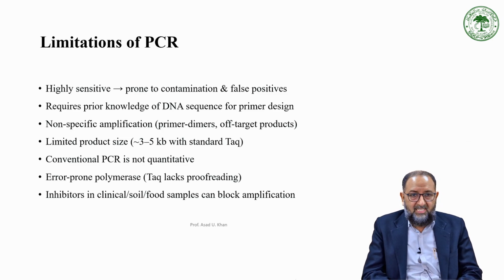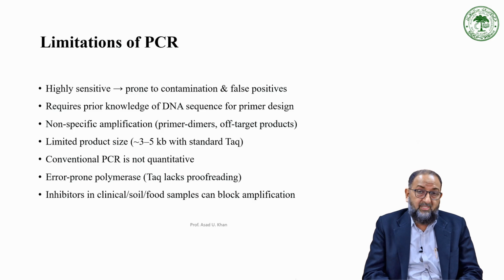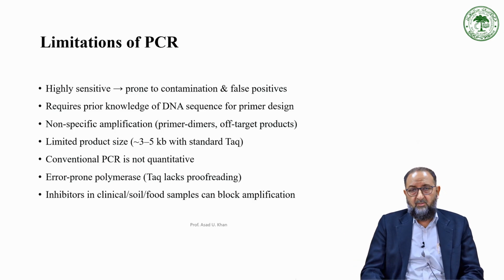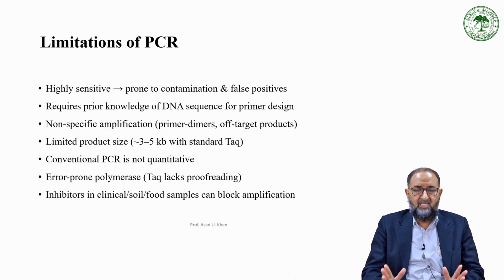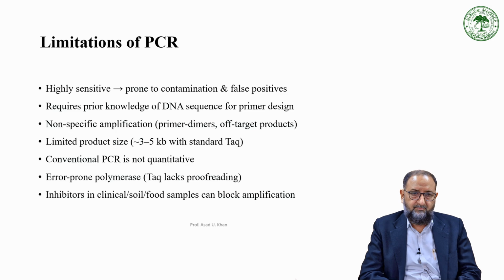Then limited product size. For specific and efficient PCR, you have up to 3 kb. But if you increase the size, like a 20 kb amplicon or 50 kb amplicon, that is one of the limitations. For that, you need more refined and high quality enzymes, which are expensive as well and may not have high efficiency to get this large product. Conventional PCR is not quantitative. For that, you need to go for real-time PCR or digital PCR.